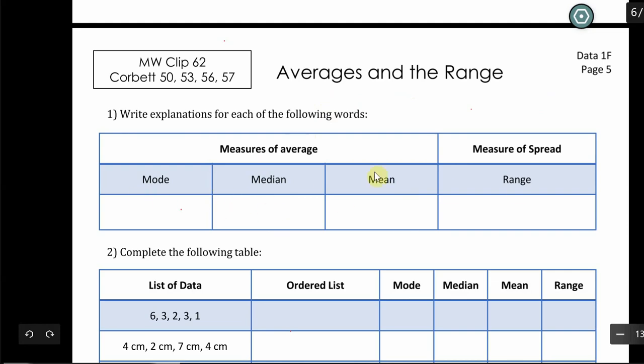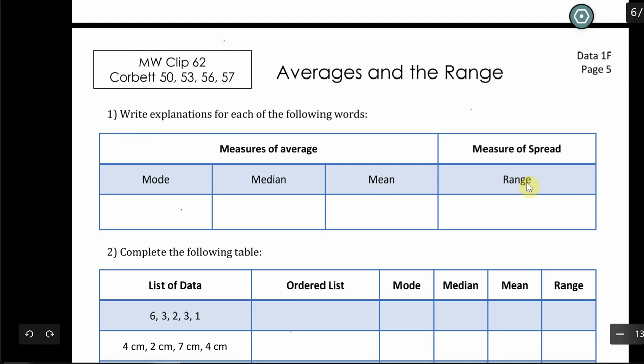Now, mode, median and mean are all measures of average. They are some way of summarizing the data with an average value. Range is not an average, it is a measure of spread. So it tells us something else about the data. It tells us how spread out the data is.